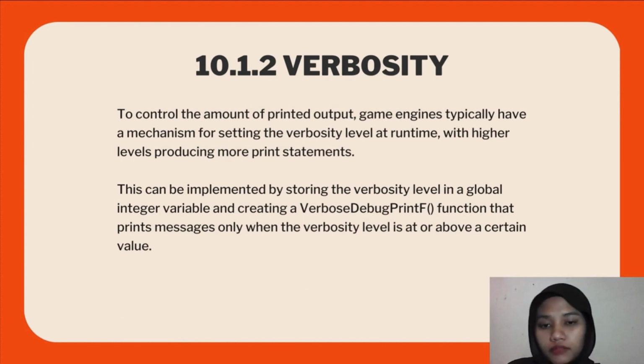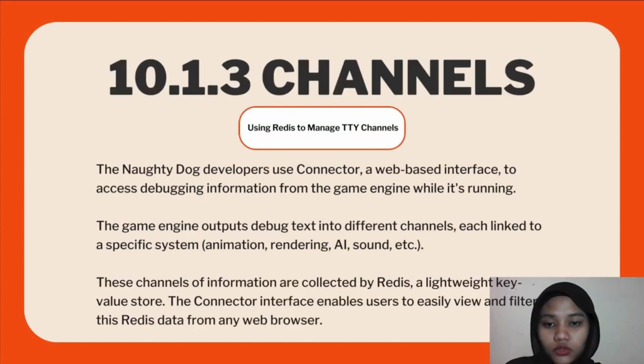Game engines typically have a mechanism for setting the verbosity level at runtime, with higher levels producing more print statements. One of the companies, Naughty Dog, uses Connector. Connector is a web-based interface to access debugging information from the game engine while it's running. The channels of information are collected by Redis, which is a lightweight key-value store. The connector interface enables the user to view the debugging information from the game engine itself.